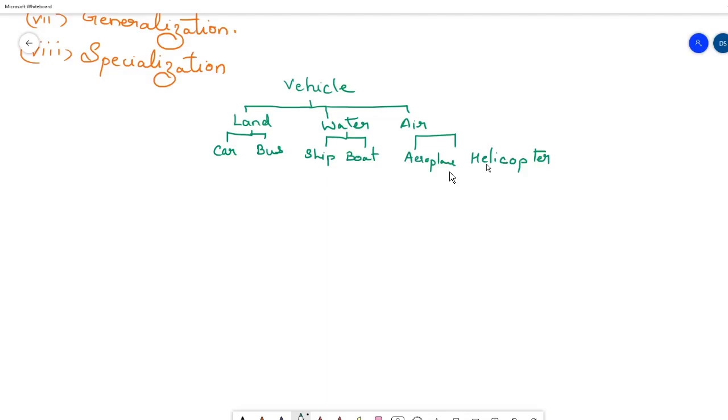Now, the next term which is used here is link. It represents a connection through which an object collaborates with other objects. So it is the representation of connection.